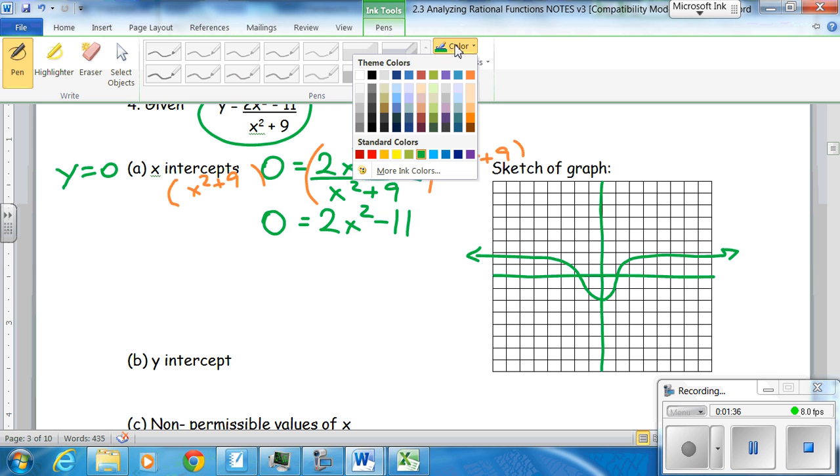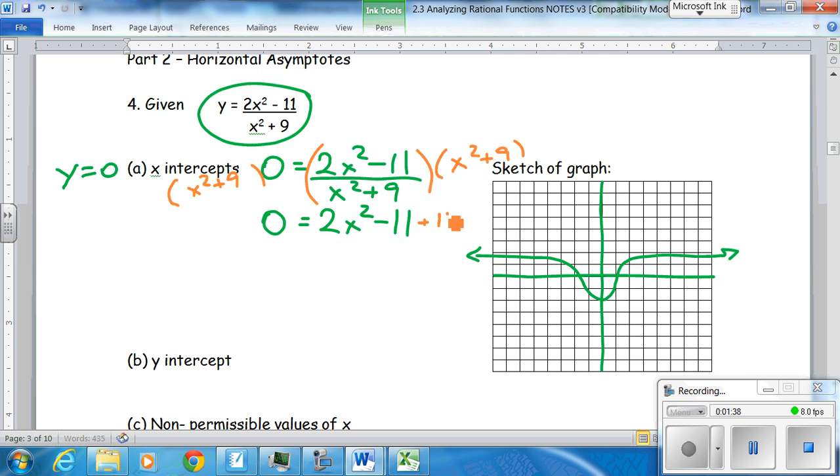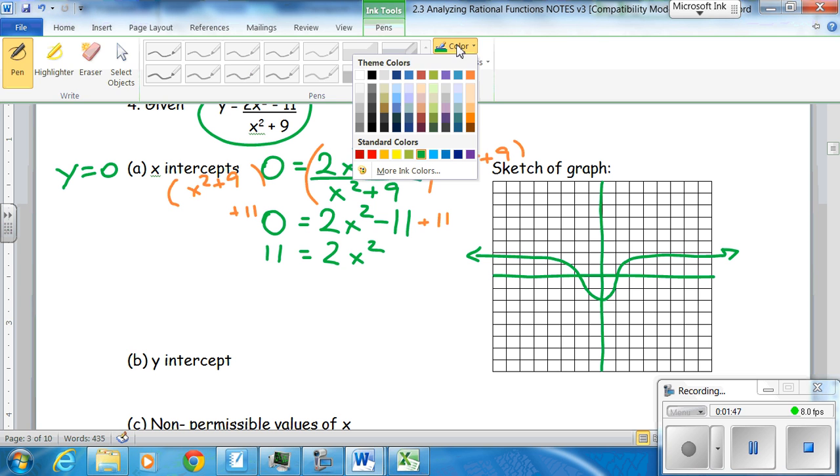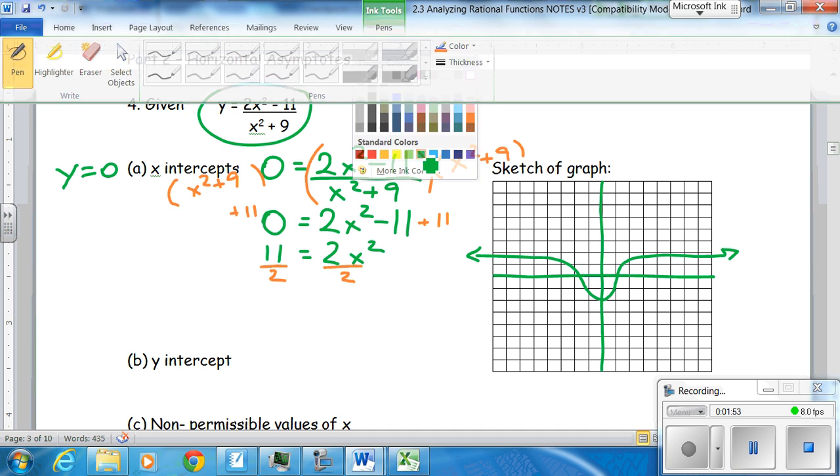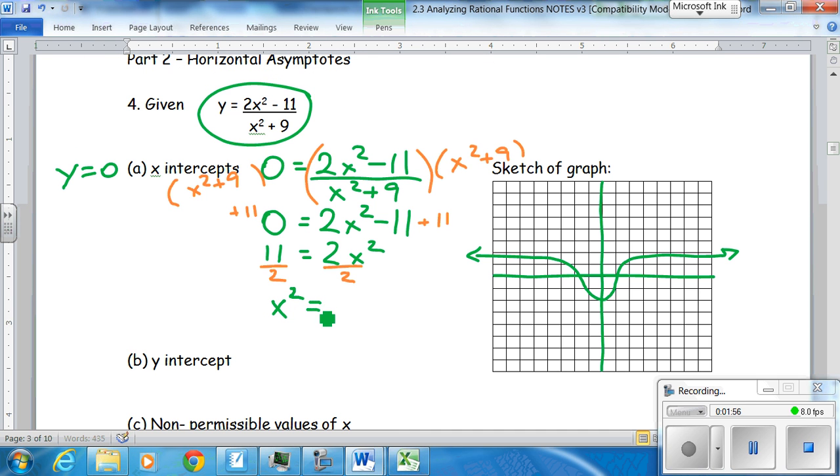Now I want to isolate x, so I would suggest adding 11 to both sides. 11 is equal to 2x squared, divided by 2. And of course we're down to x squared is equal to 11 halves. Now what's x? Well, take the square root of both sides. x is equal to plus or minus the square root of 11 halves.